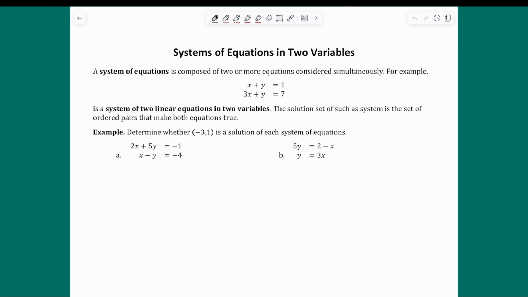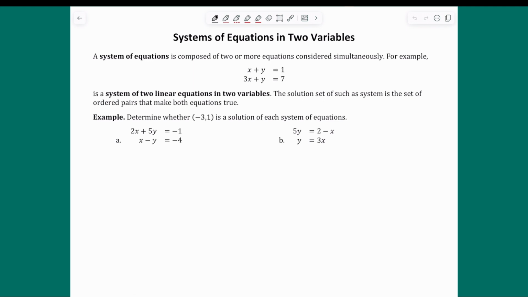And so let's see what we mean by this. Determine whether (-3, 1) is a solution of each system of equations. We'll start with A here. All we're doing is substituting the ordered pair into the corresponding equation. So we'll test the first equation, 2x plus 5y equals negative 1. We plug in negative 3 for x and 1 for y. Does this equal negative 1? Well, we would get negative 6 plus 5, and negative 6 plus 5 does equal negative 1. So that is indeed true.